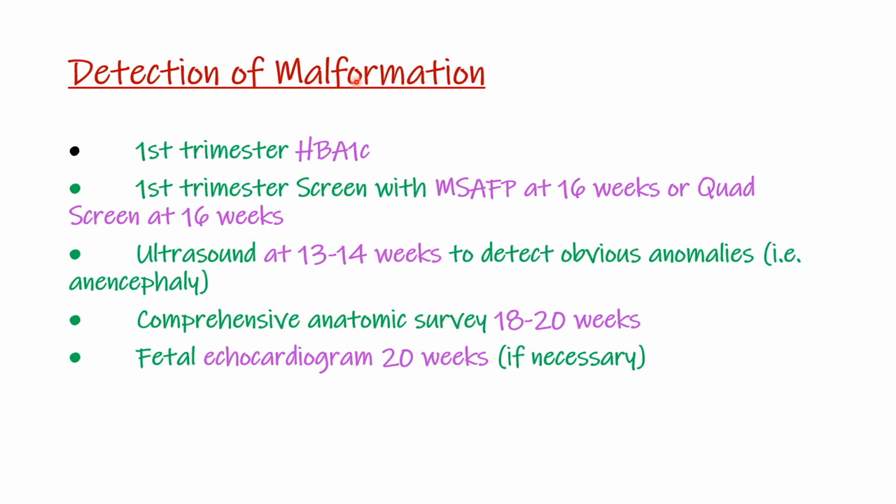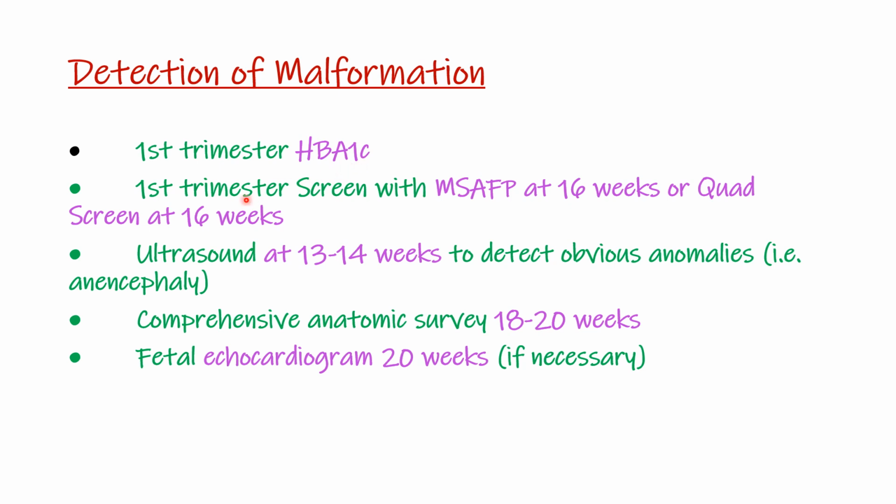So how do you detect malformation? You detect malformation by, number one, first trimester HbA1c. Already we said the malformations will occur in the first trimester where we have organogenesis. So a higher HbA1c indicates that we are not actually controlling the glucose.